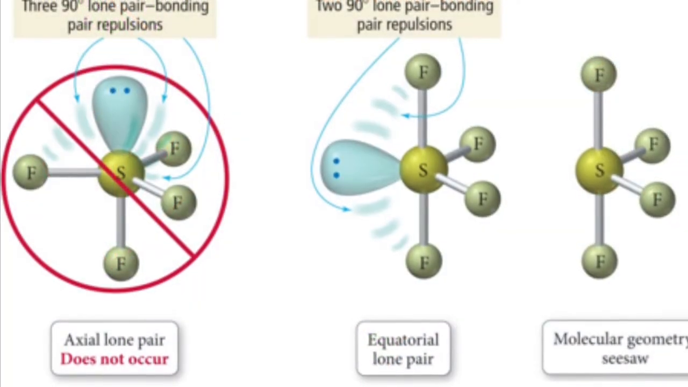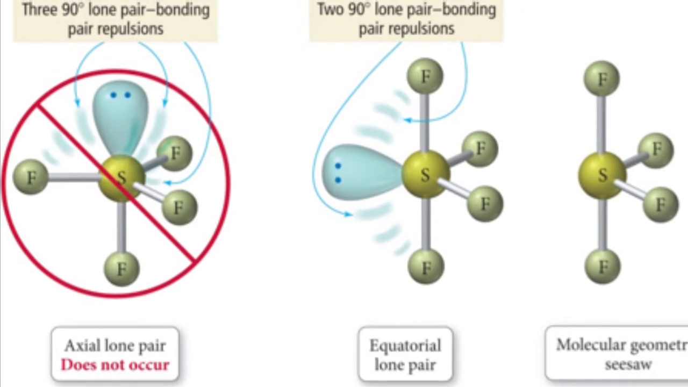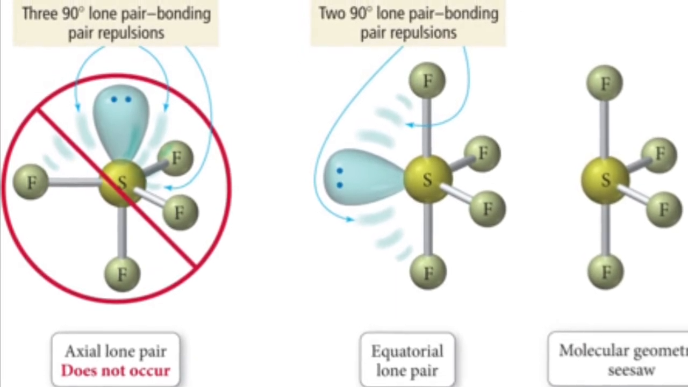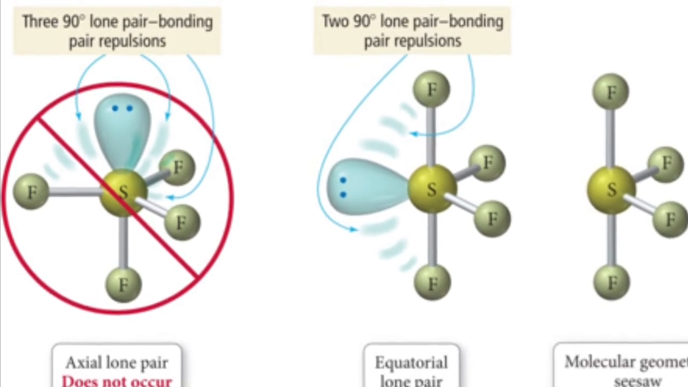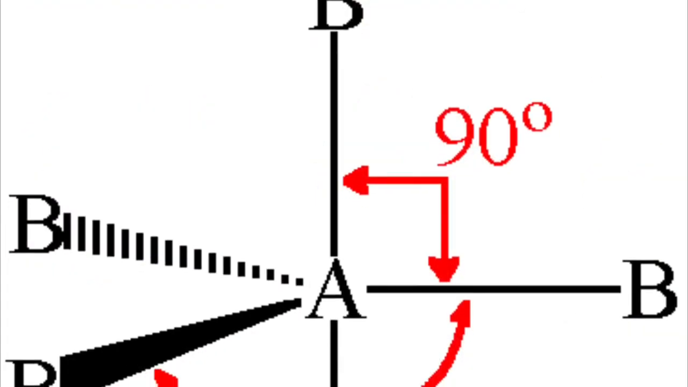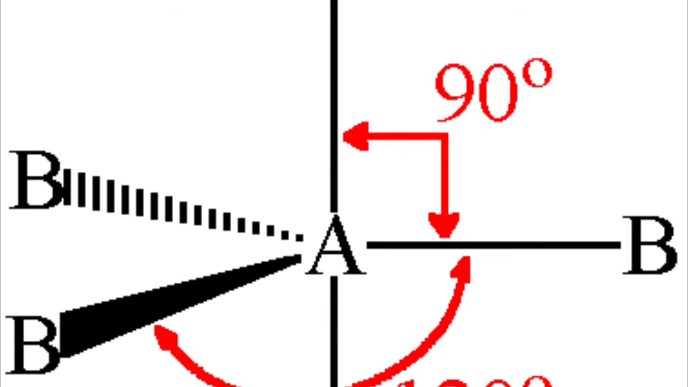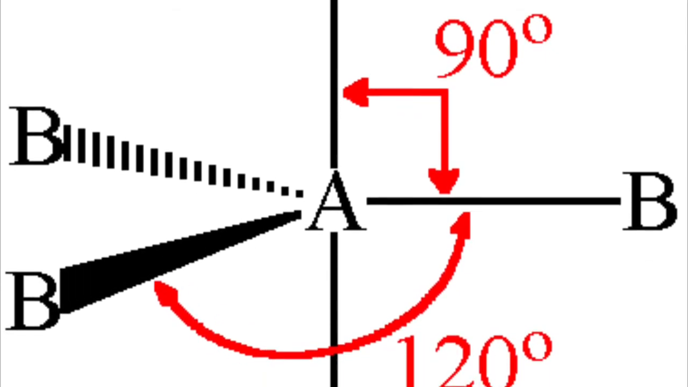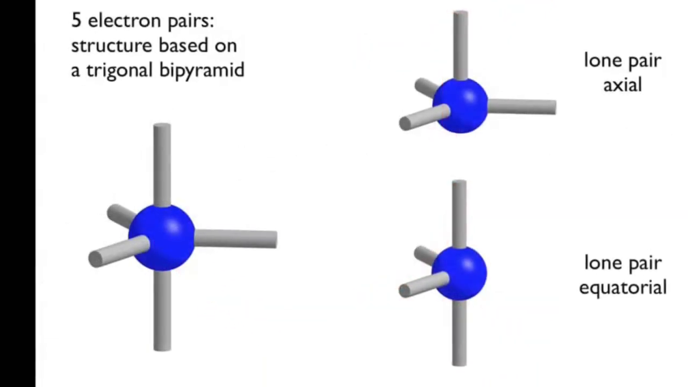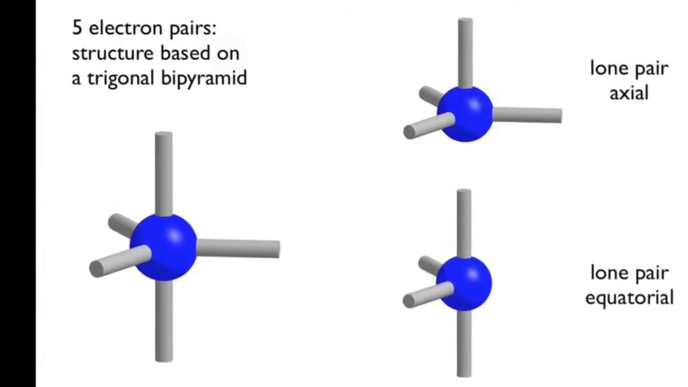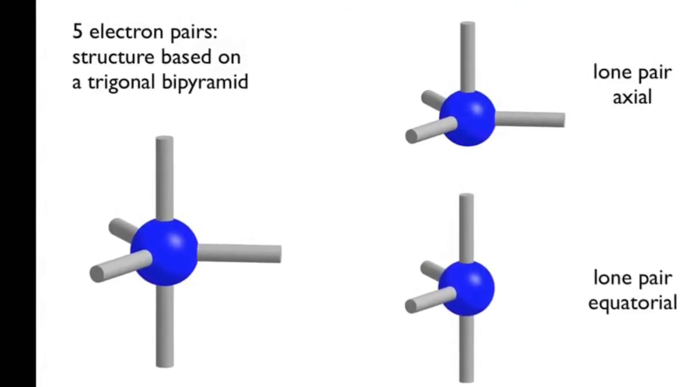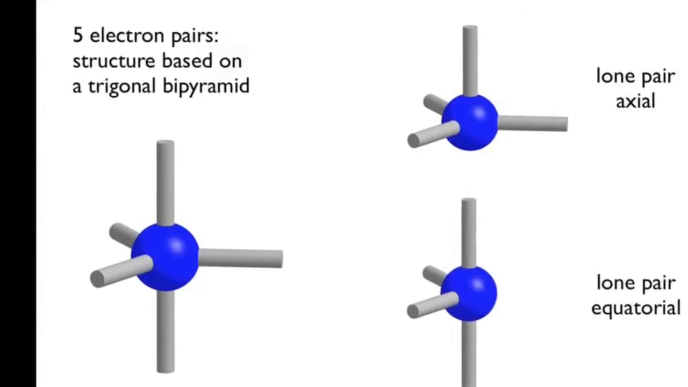If the non-bonding electrons in sulfur tetrafluoride are placed in an axial position, they will be relatively close, 90 degrees, to 3 pairs of bonding electrons. But if the non-bonding electrons are placed in an equatorial position, they will be 90 degrees away from only 2 pairs of bonding electrons. As a result, the repulsion between non-bonding and bonding electrons is minimized if the non-bonding electrons are placed in an equatorial position in sulfur tetrafluoride.